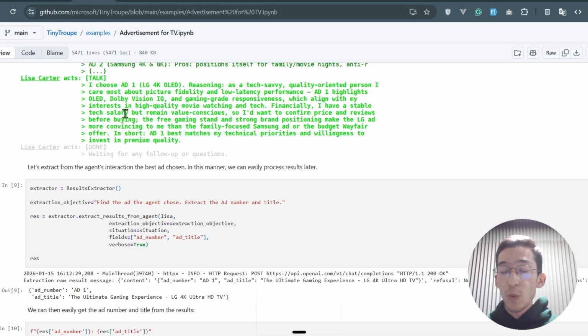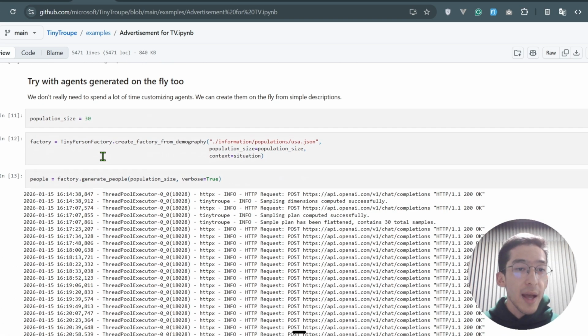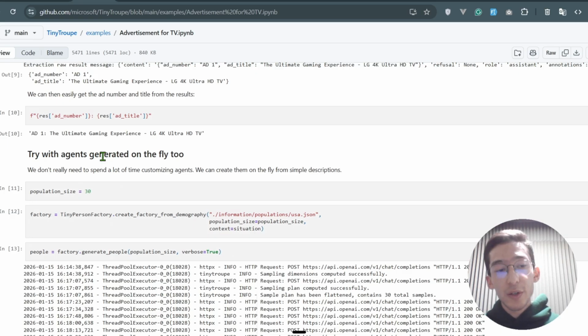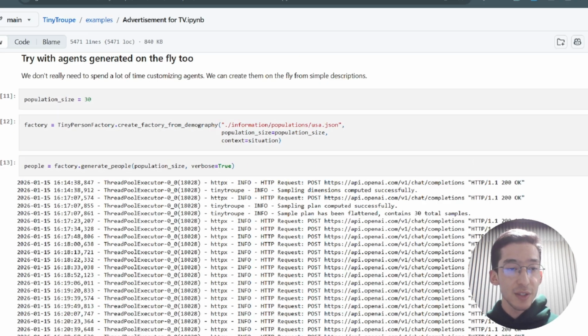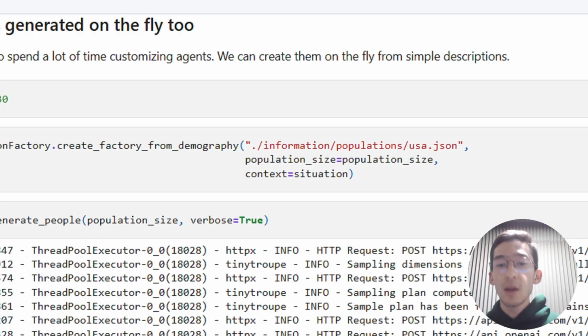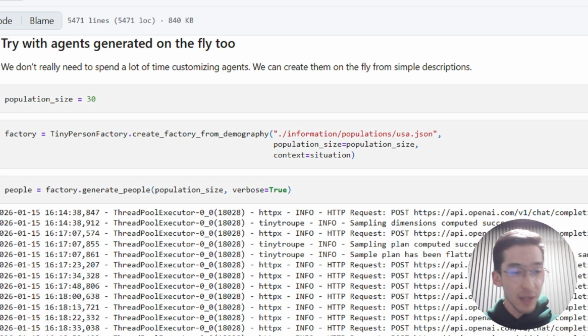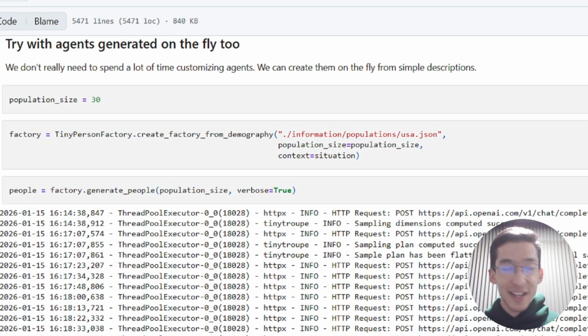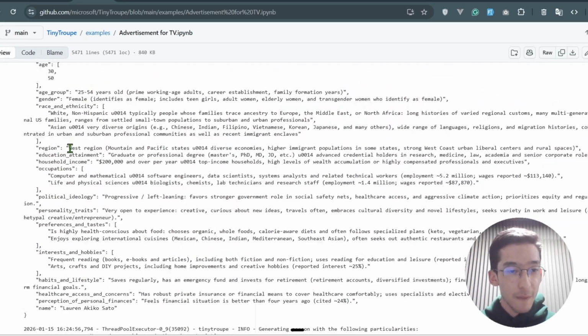Okay, so now we have simulated the person's behavior. And the next thing I'm more interested in is generating a bunch of agents, creating a factory from demography, as you can see, from the population data of the United States, creating a bunch of agents and evaluating the ad on them. Let's see the result.